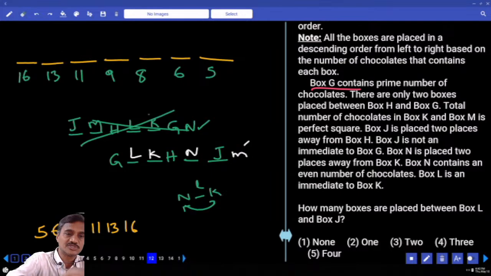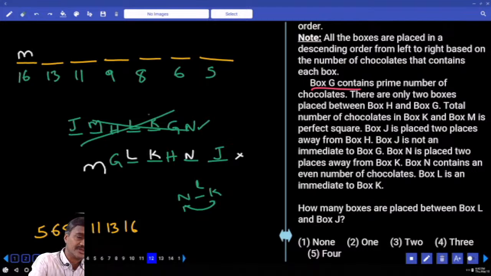Then if this case is not possible, what is the other possibility we have here? Then K and N, then K and L. Now if you take K at this place, K and N are adjacent to each other. Then next, L will be here. If L is here, M cannot get this one. M must get this extreme.